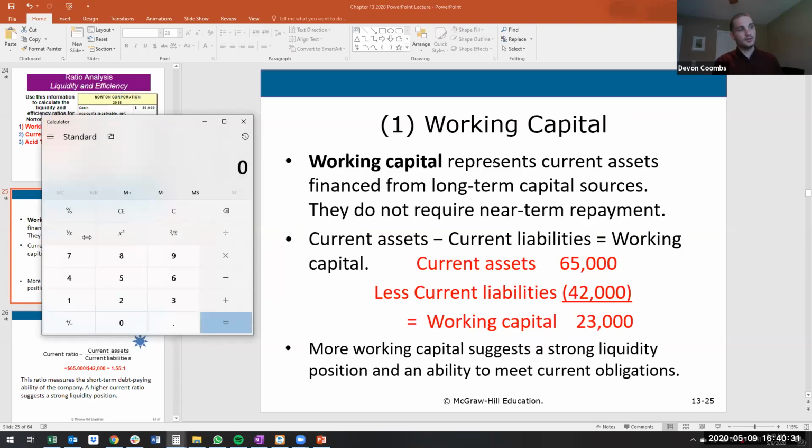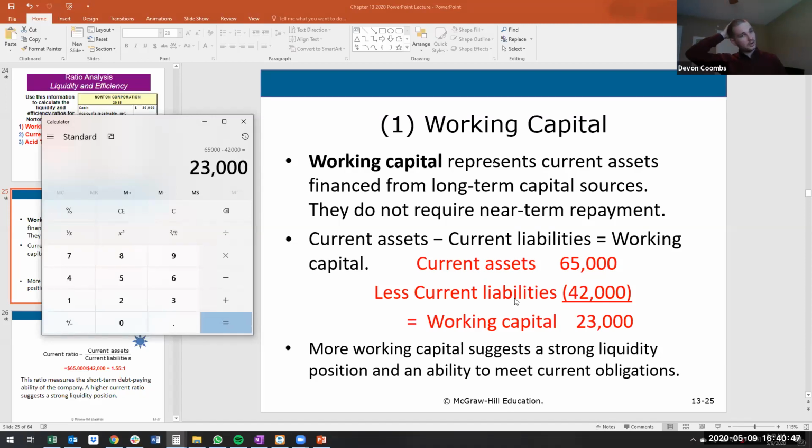How much money do we have today to spend on current investments? And so all we're going to do, and this is just memorizing the formula, is 65,000 current assets minus current liabilities is going to equal our working capital. That's it. That's our working capital assessment.